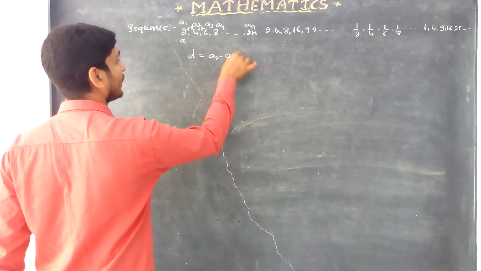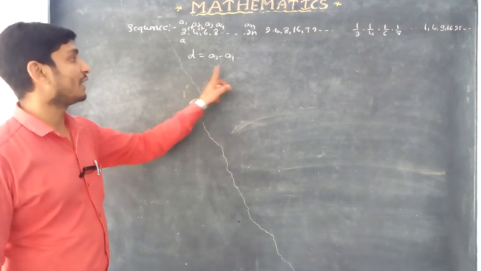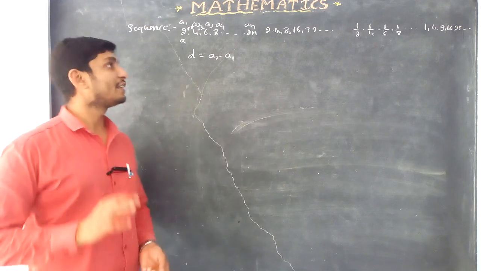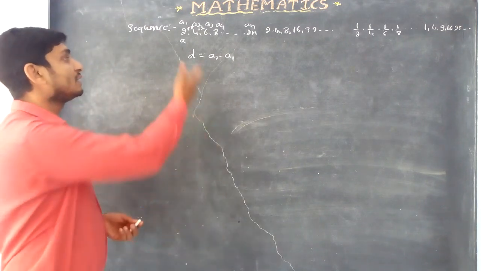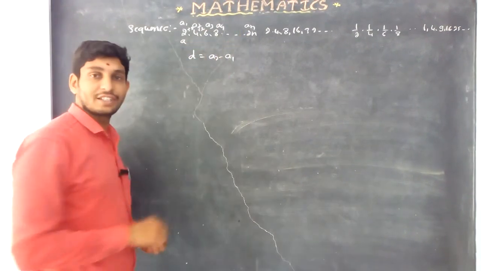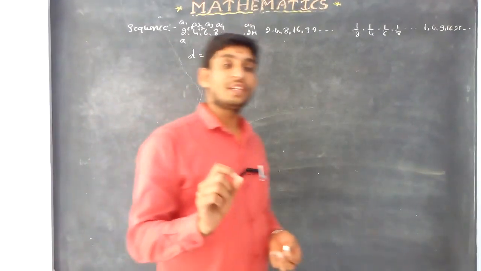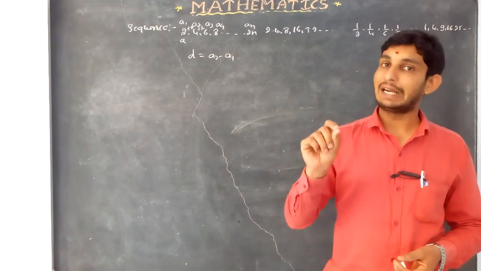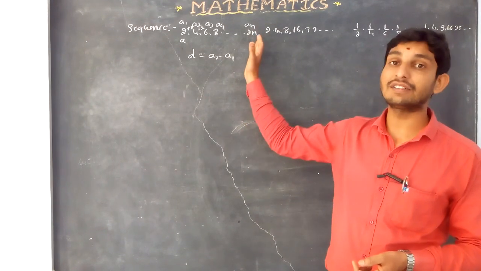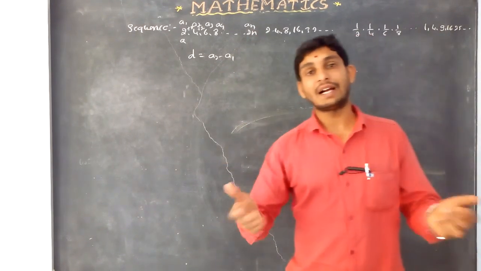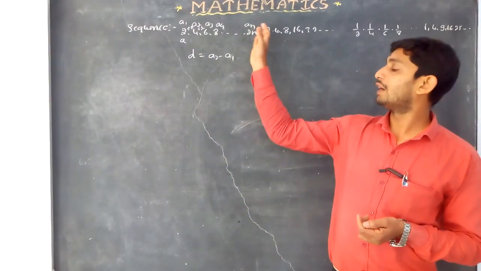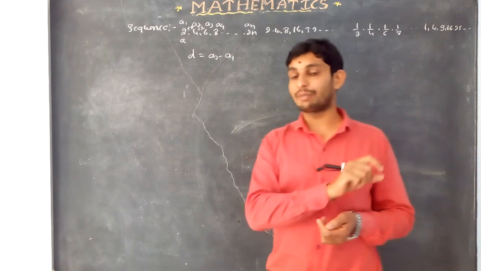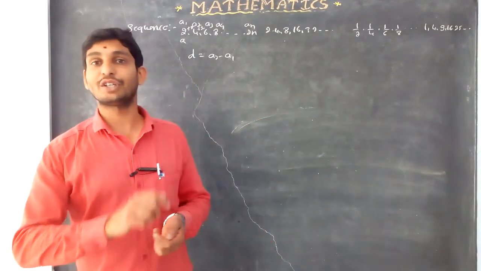Yes, to find D, we can use A2 minus A1 or A3 minus A2 or A4 minus A3 or AN minus AN minus 1. These many things you have studied, and if it is AP, you know how to find the nth term. Yes, the nth term of the AP is given by the formula AN equals A plus N minus 1 into D. Correct? That is the formula to find the nth term of the AP. And even I derived how to find that nth term. Correct?